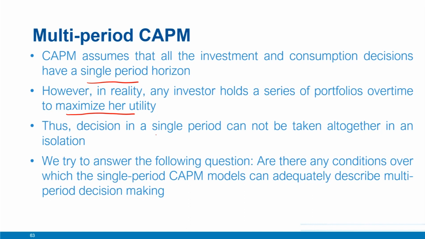And the decision in a single period is not taken in isolation. It is dependent on other periods as well. So we try to answer the following question to simplify this multi-period problem: are there any conditions under which the single period CAPM models can adequately describe multi-period decision making?